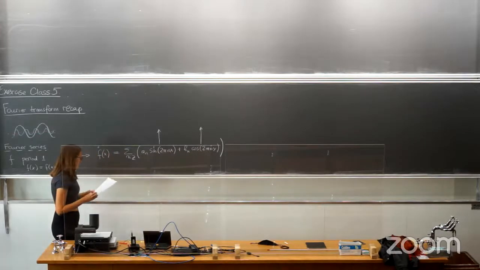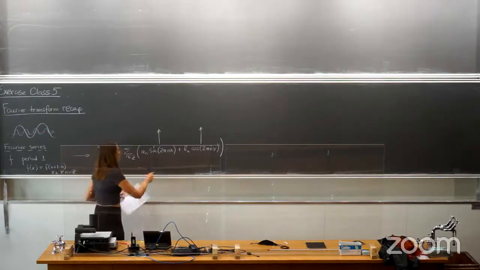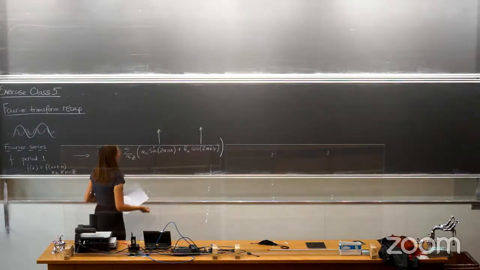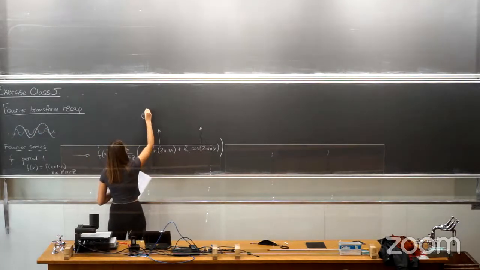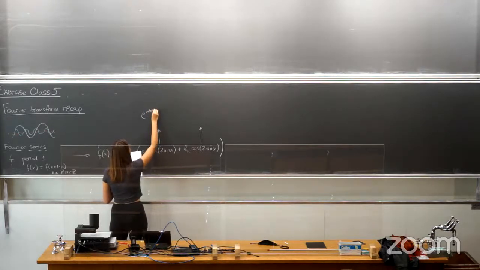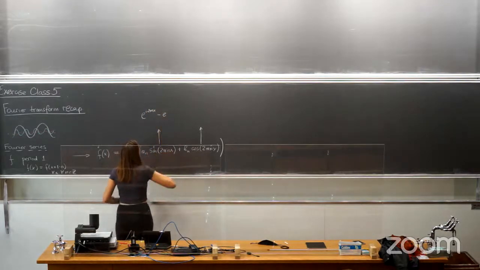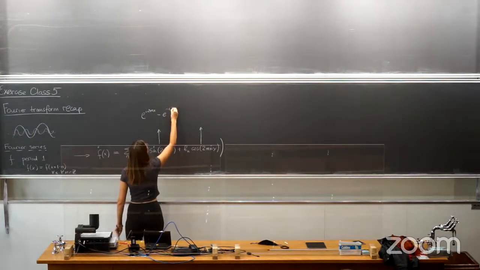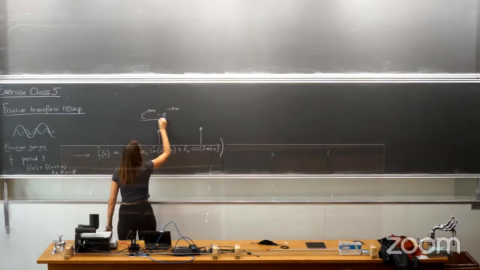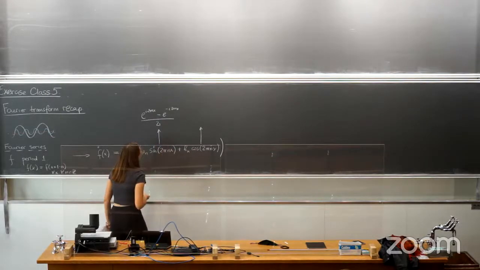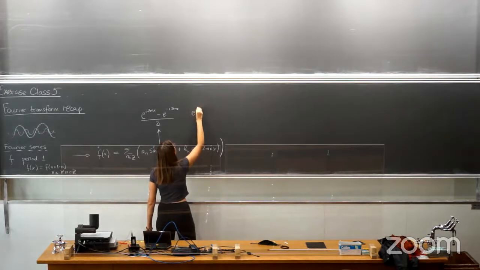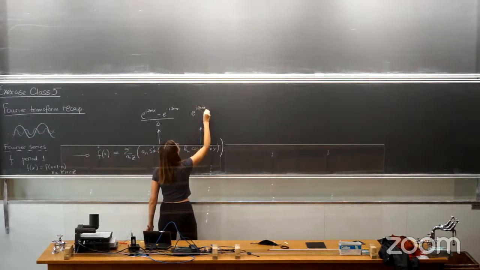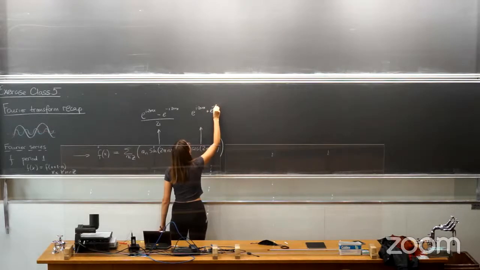Okay, so here we just rewrite sine in terms of complex exponentials. This we've already seen. Sine is e to the power i 2 pi n x minus e to the power minus i 2 pi n x over 2i. And cosine is e to the power i 2 pi n x plus e to the power minus i 2 pi n x over 2.